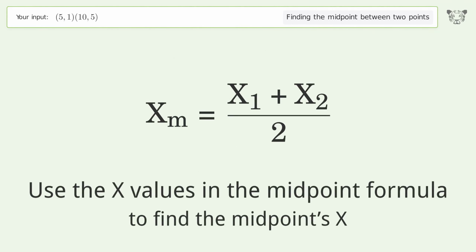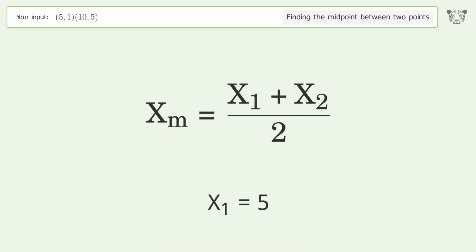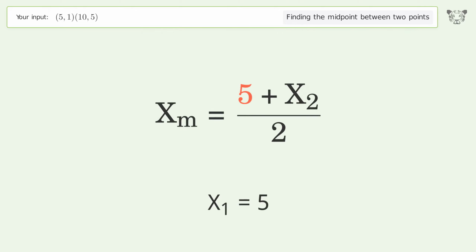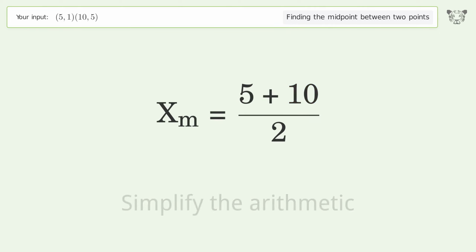Use the x values in the midpoint formula to find the midpoint's x. x1 equals 5. x2 equals 10. Simplify the arithmetic.